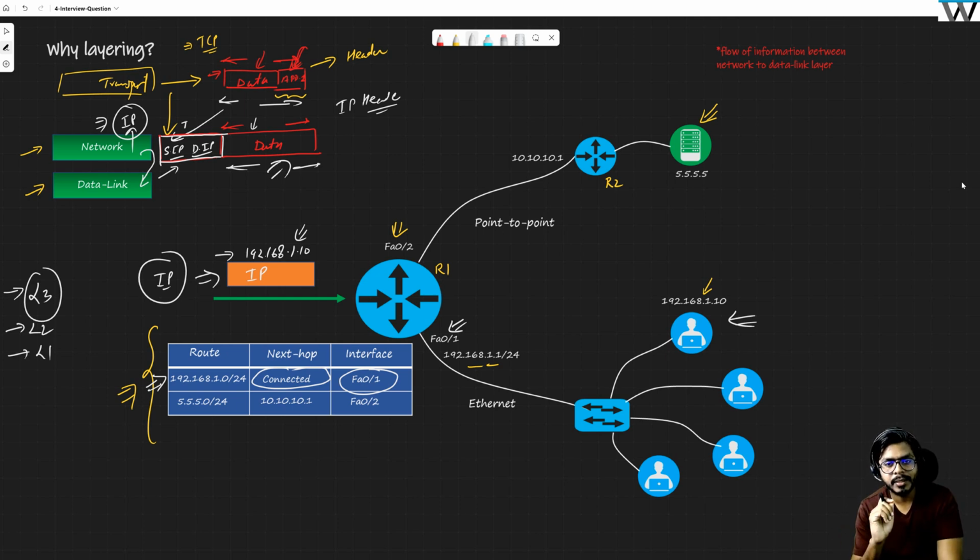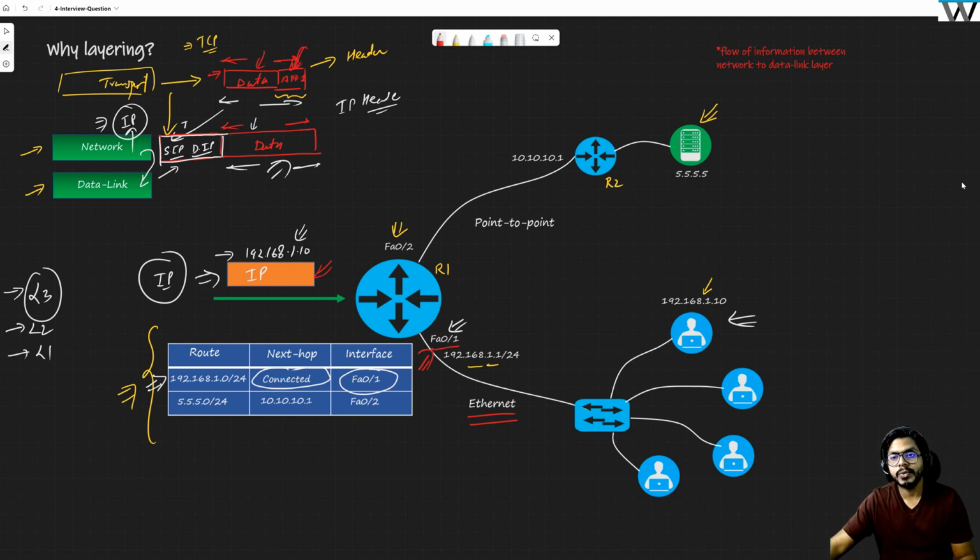So how is the forwarding going to happen? This router understands this packet needs to be forwarded out of the FA0/1 interface, which is right here. And if it wants to send this packet out of this FA0/1 interface, you understand that this is an Ethernet link. On a router, the links can be different. The links can belong to different technologies.